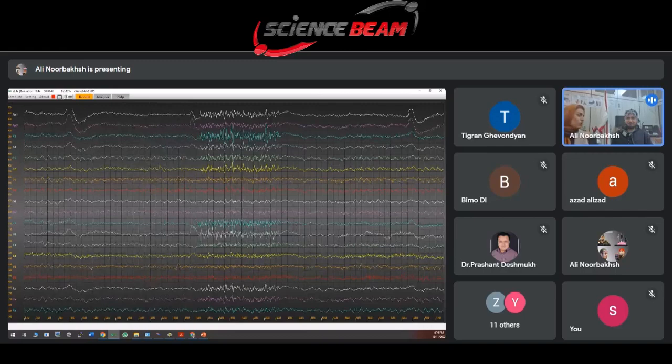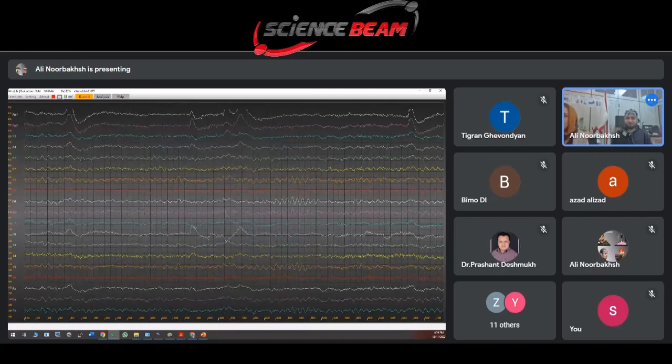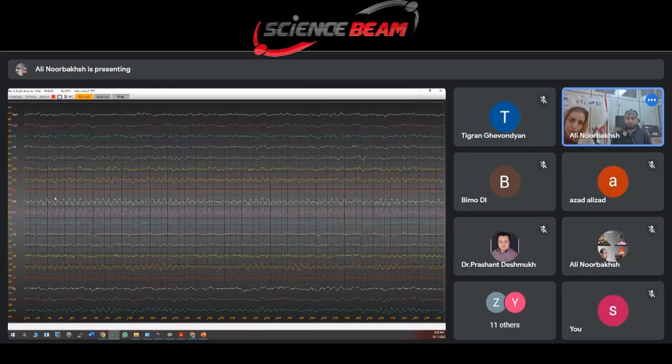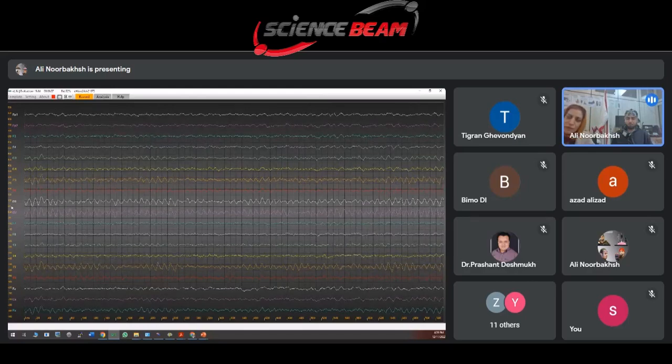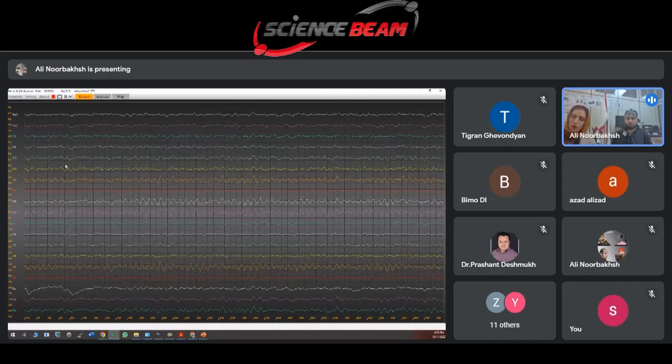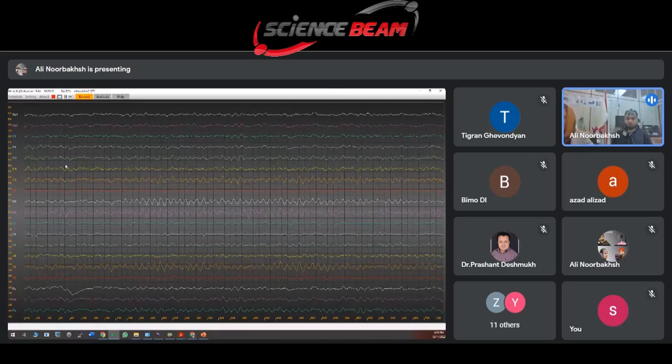And please close your eyes. When the client close his eyes, you can see the alpha wave. Can you see the alpha wave? You can see the alpha wave on here, O1 and O2, now occipital lobe. And behind of the head, you can see alpha wave when the client close eyes.